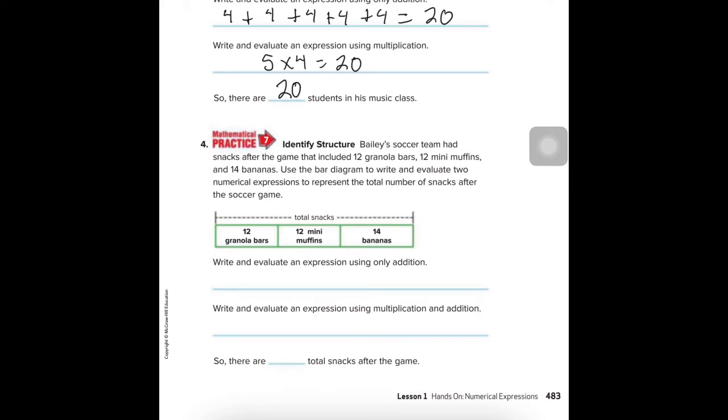Number 4, identify structure. Bailey's soccer team had snacks after the game that included 12 granola bars, 12 mini muffins and 14 bananas. Use the bar diagram to write and evaluate 2 numerical expressions to represent the total number of snacks after the soccer game. Here we have our 12 granola bars, 12 mini muffins, and 14 bananas. So if we're going to use these numbers and write an addition, we're going to go 12 plus 12 plus 14.